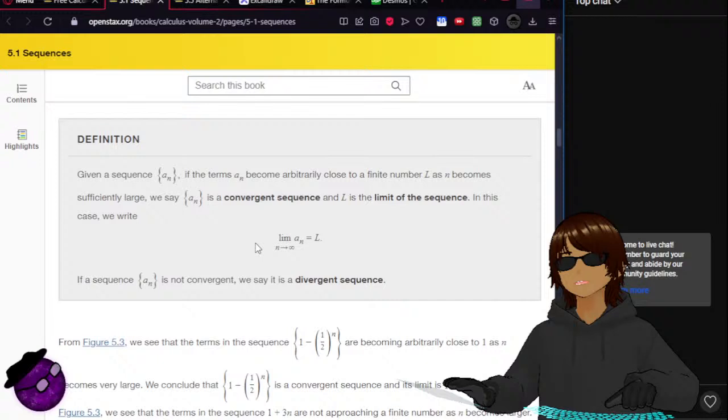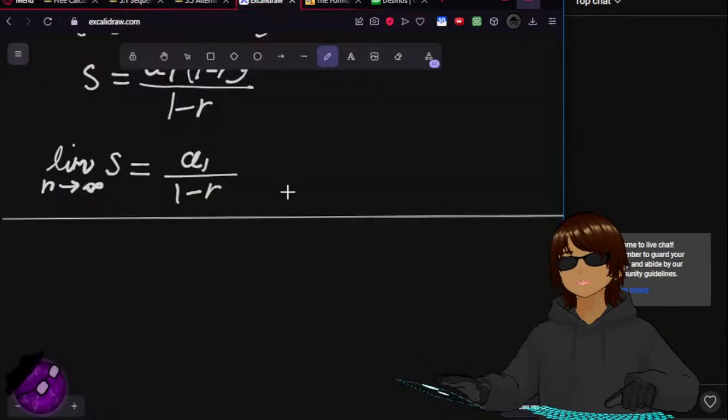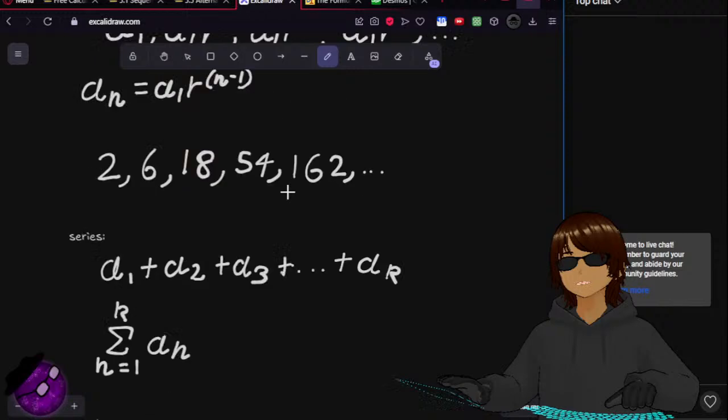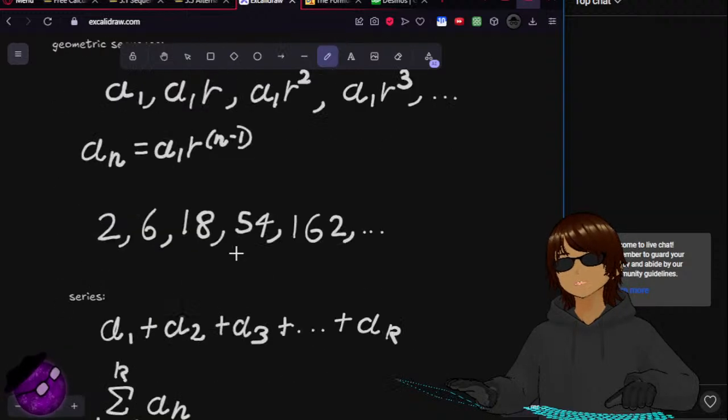Also, there's a recursive way where you're defining a term with respect to the previous term. So for an arithmetic sequence, a recursive one would be like this, defining the next term in terms of the previous term. And then for a geometric one, it would be like this: the previous term times r.